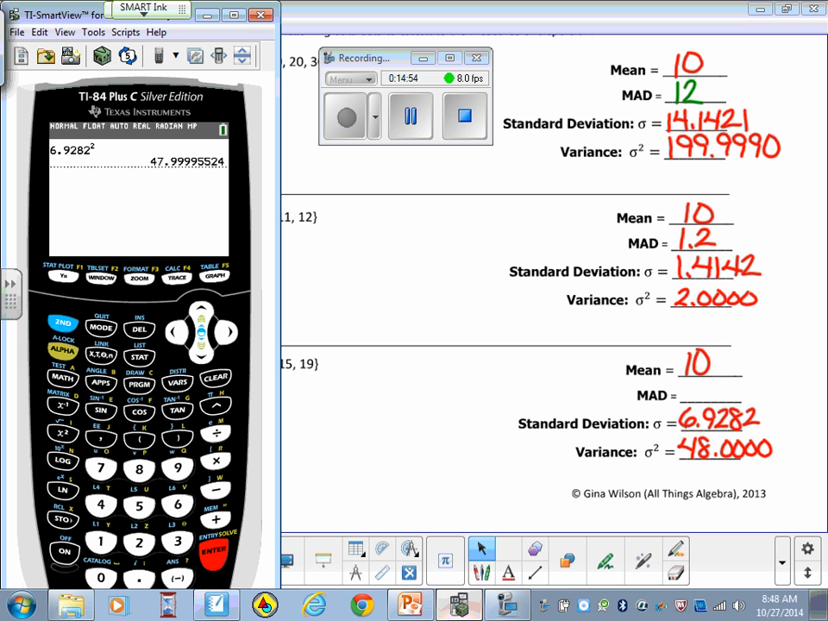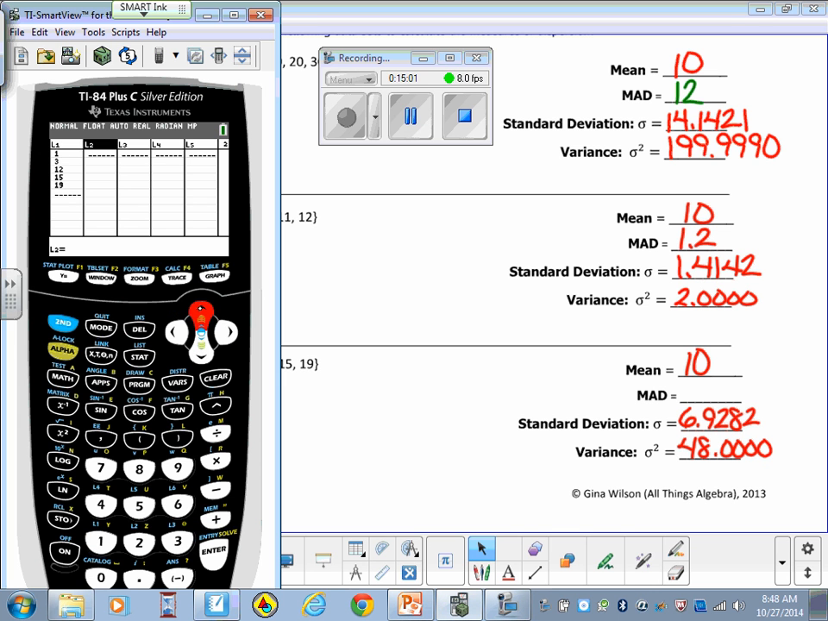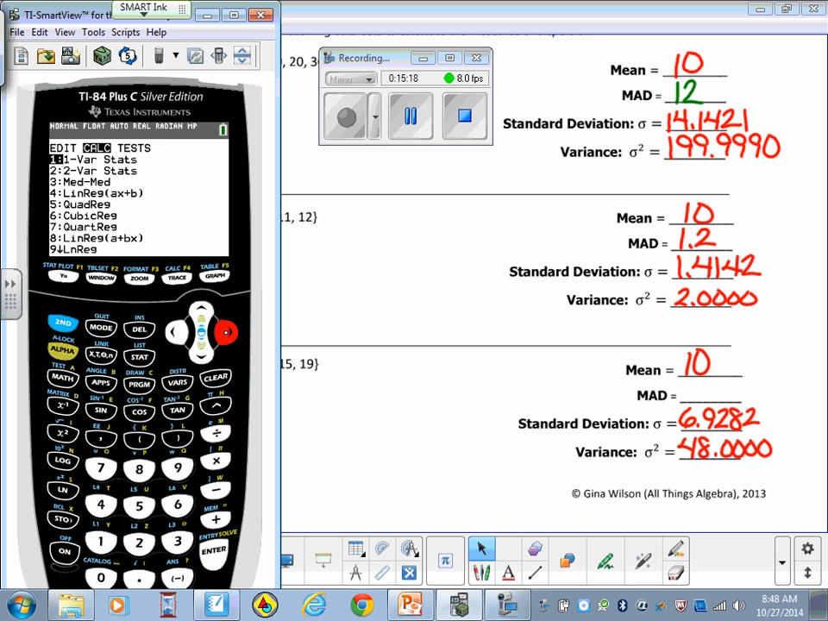Okay, mean absolute deviation. Stat, edit, list 2, arrow to the header. Absolute value symbol. List 1 minus your mean, which once again is 10. Stat, calc, 1 variable stats, change it to list 2. 6.4.